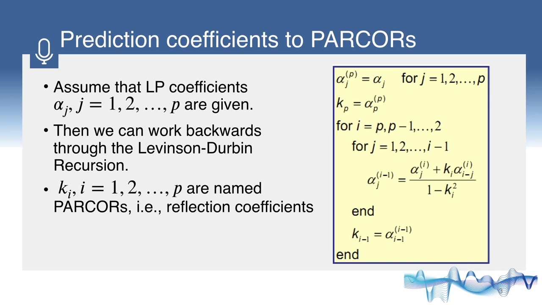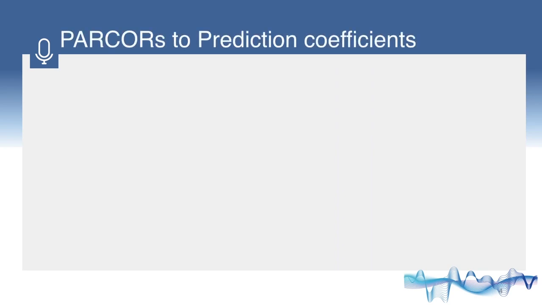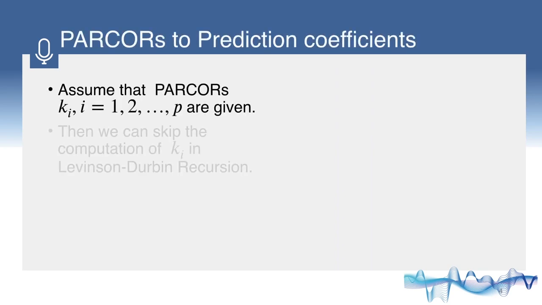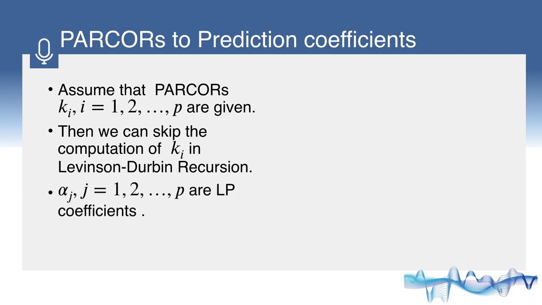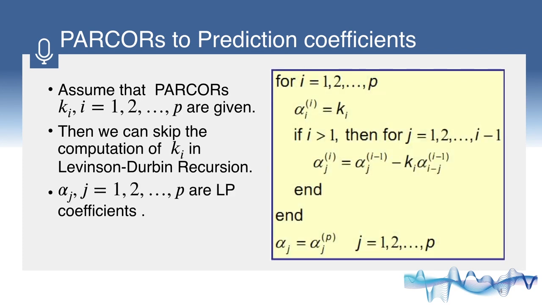Assume that LP coefficients alpha k are given, then we can work backwards through the Levinson-Durbin recursion to get the PARCOR parameters k_i. Conversely, the prediction coefficients can be obtained from PARCOR parameters. Assume that PARCOR parameters k_i, i equals 1, 2, up to p, are given, then we can skip the computation of k_i in the Levinson-Durbin recursion to obtain LP coefficients alpha k.